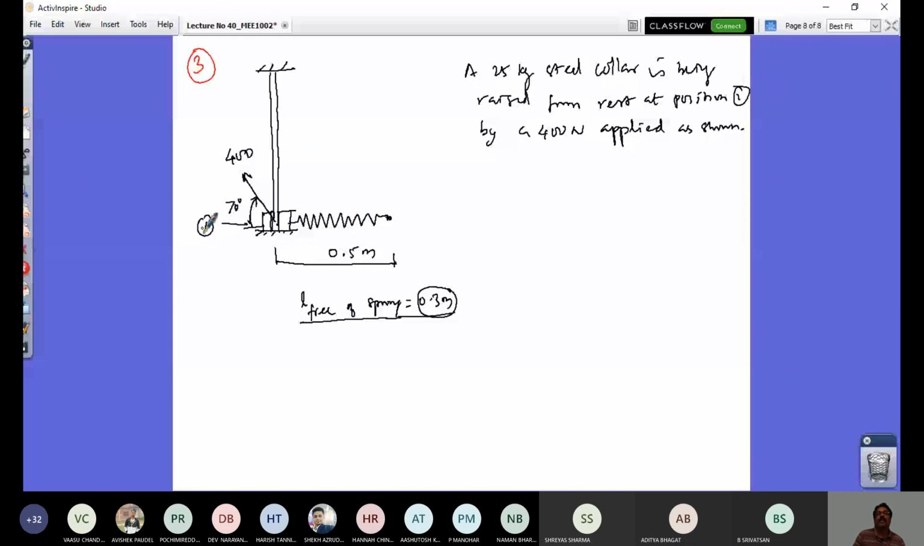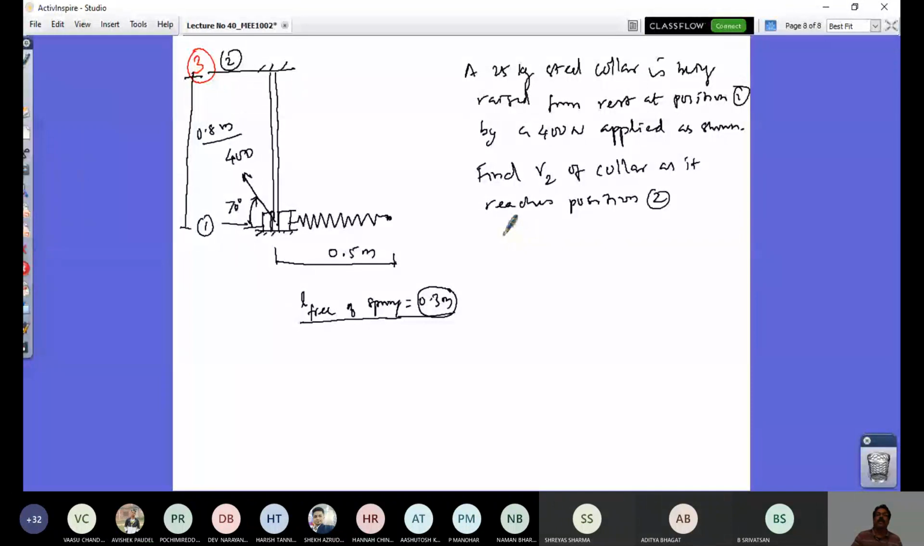So this is position 1 and this is position 2, where you are taking this collar by this force, and this is at a height of 0.8 meters. It has been raised. So now what is the final speed of the collar as it reaches position 2? Find V2 of the collar as it reaches position 2. That's the question.